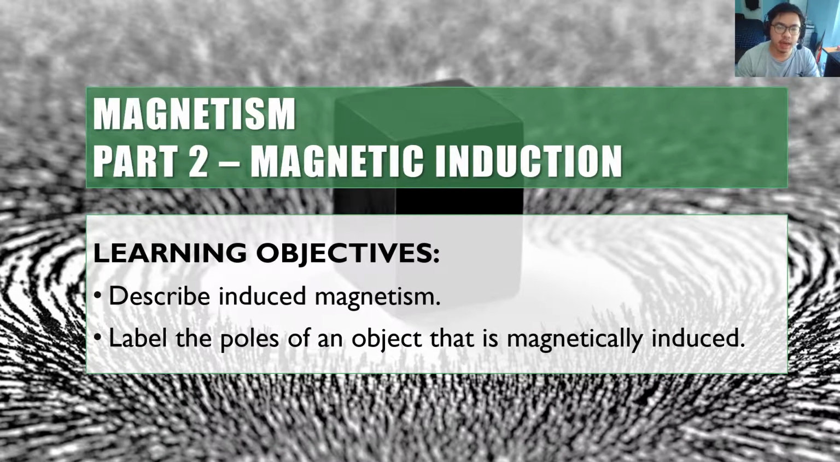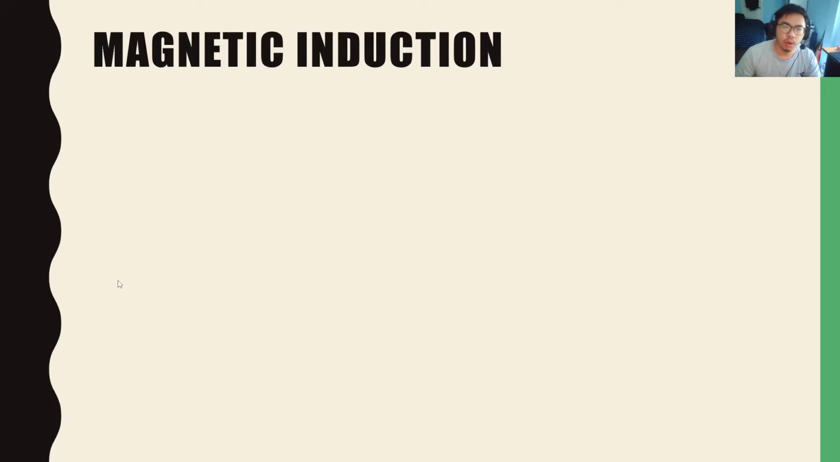Today we're going to look at part 2 of magnetism, and today we're going to look at this phenomenon called magnetic induction. So, what is magnetic induction? Magnetic induction explains why magnetic materials like iron and steel are attracted to magnets.